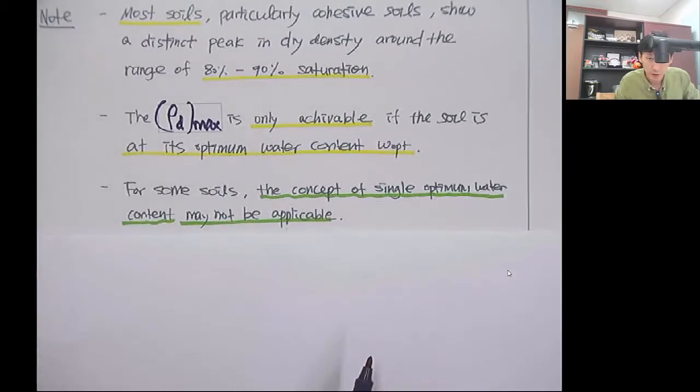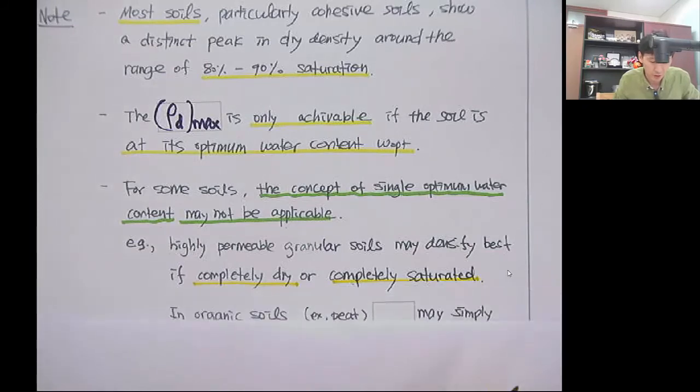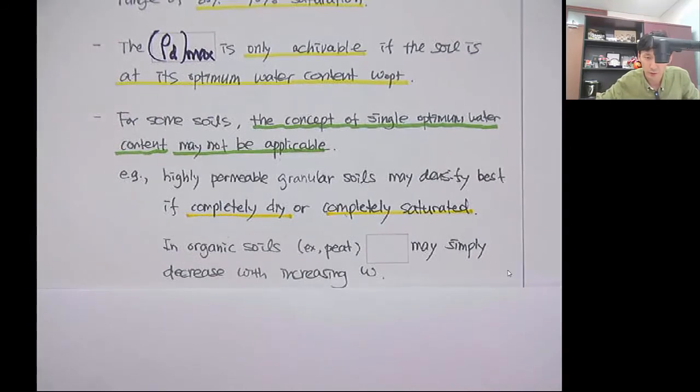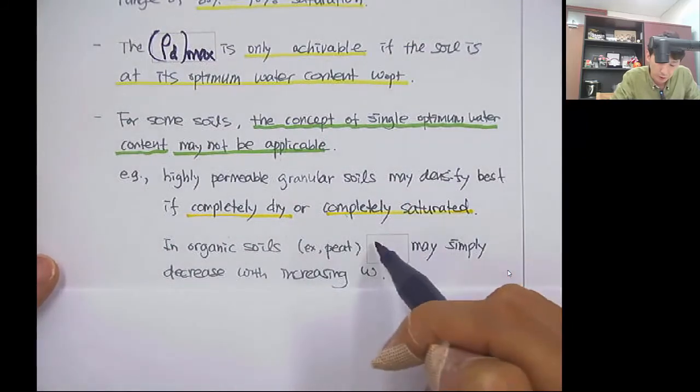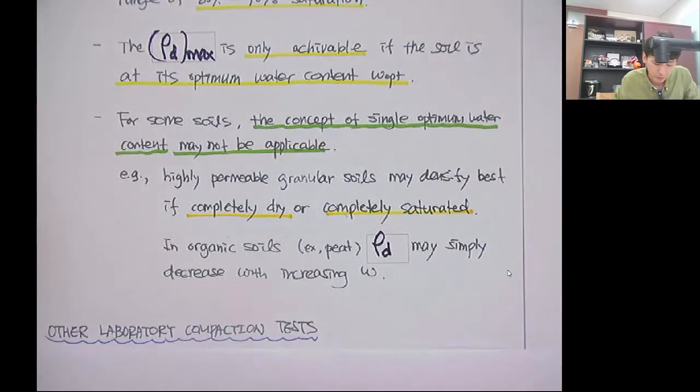But for some soil, the concept of a single optimal water content may not be applicable. For example, highly permeable granular soil may densify best if it's completely dry or completely saturated. This is a very rare case, but you can encounter some of these soils. The other example is when you have very organic-rich soil like peat, then the dry density may simply increase with increasing water content.